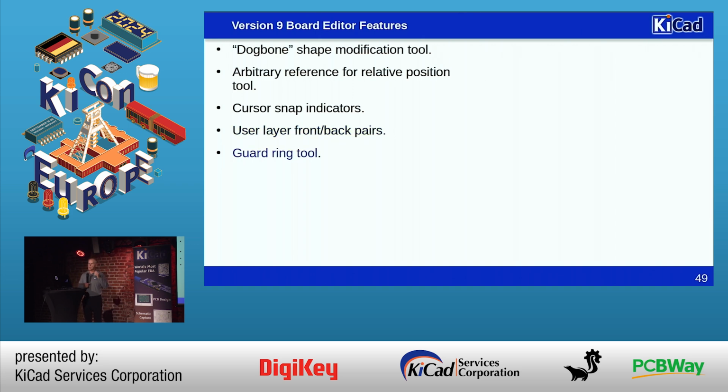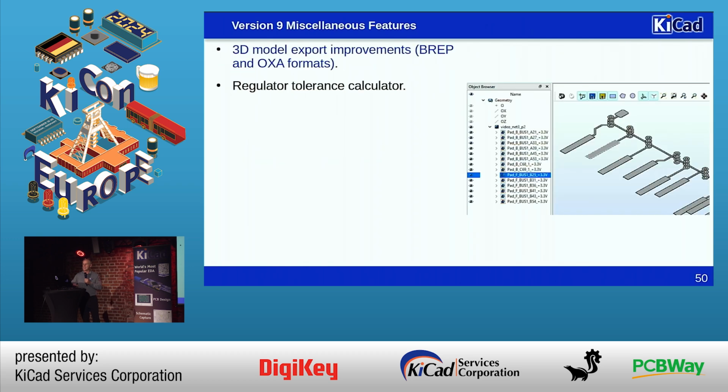There's also a guard ring tool. It looks like this is going to be an extension of the zone tool. You can kind of do this now, you can draw arbitrary geometry and assign a net to it, but this will be a cleaner tool that will allow you to create guard rings, which we currently don't have.